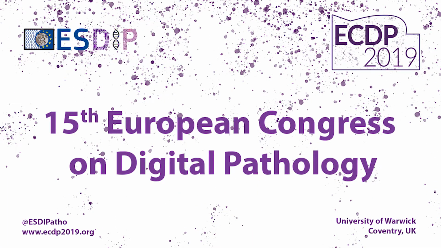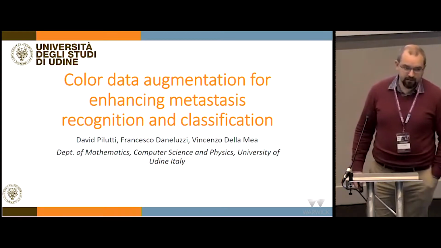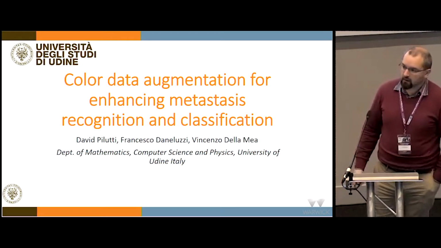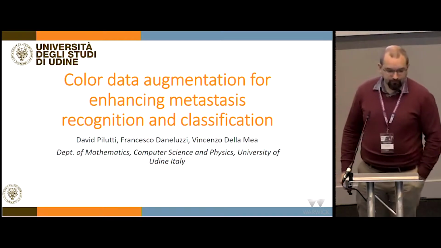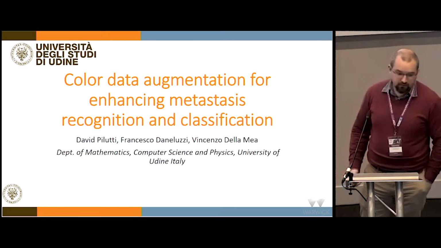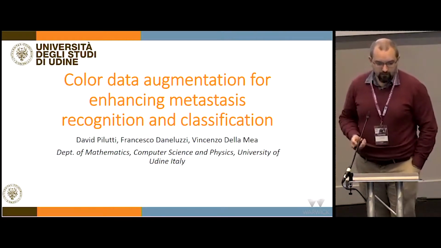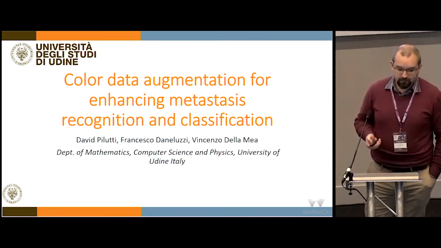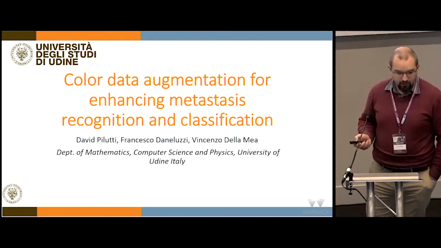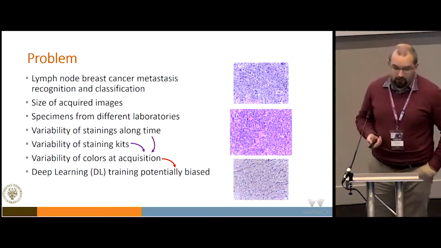I will be talking about our experiments on color data augmentation for metastasis recognition and classification using deep learning approaches. I'm a computer scientist, so I developed some approaches, or I use some well-known approaches, to study this kind of images. So basically, what's the problem that we are facing?